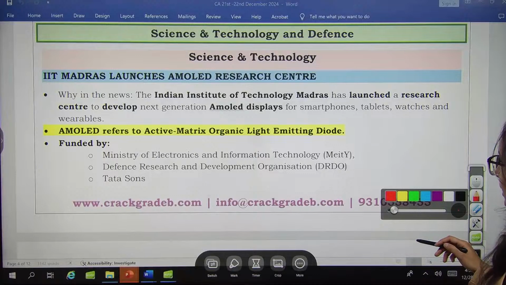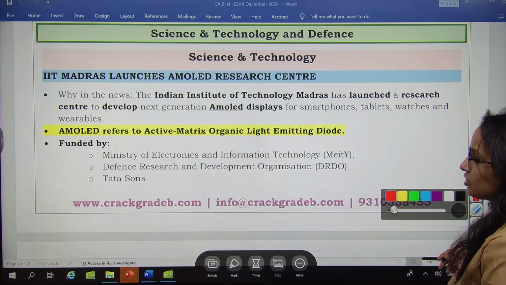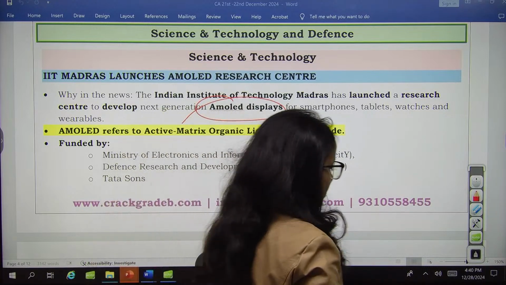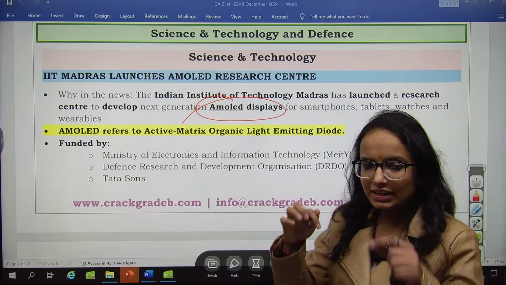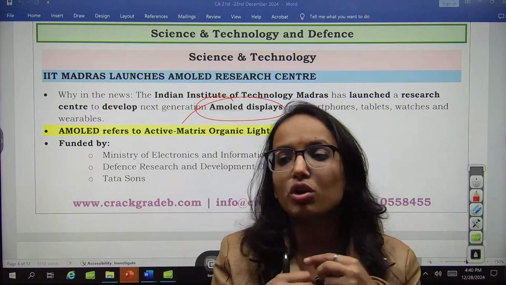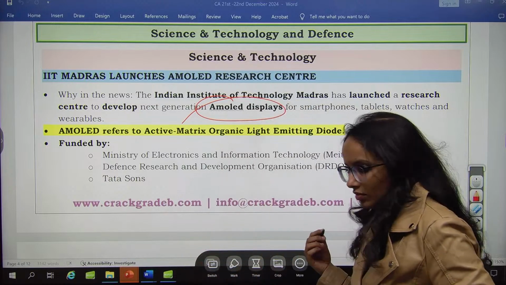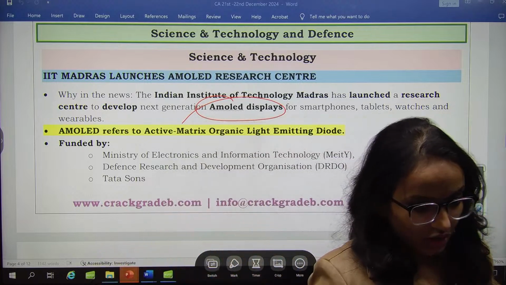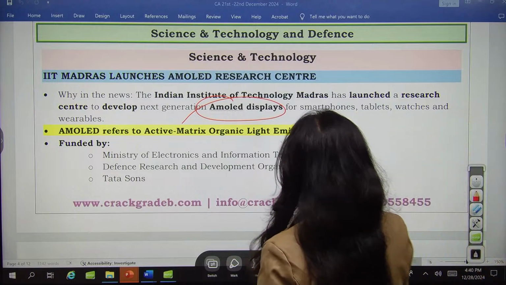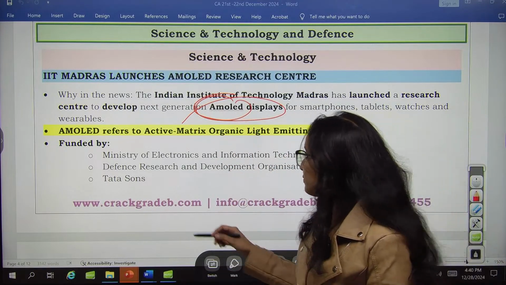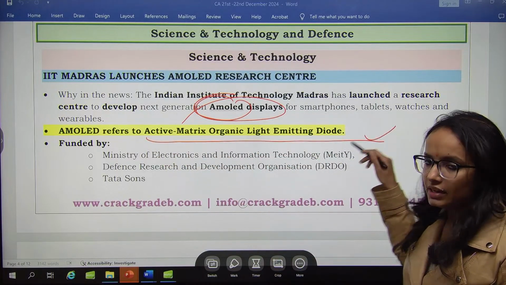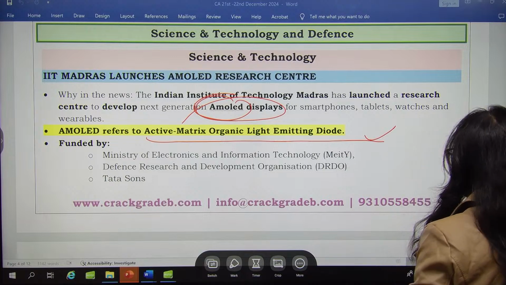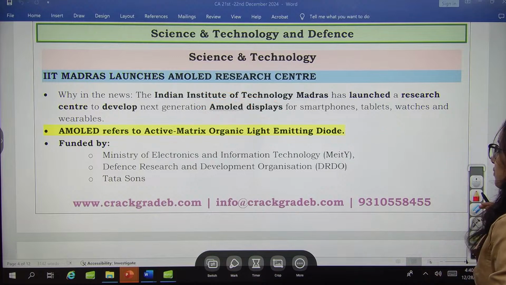In science and tech, IIT Madras has launched a research center to develop next generation AMOLED displays for smartphones, tablets, watches. So these are the displays, fabrication of these displays for your electronic gadgets. Now what is the full form of AMOLED? Remember the full form as well: Active Matrix Organic Light Emitting Diode. It will be used in smartphones, tablets, watches and other wearable gadgets.